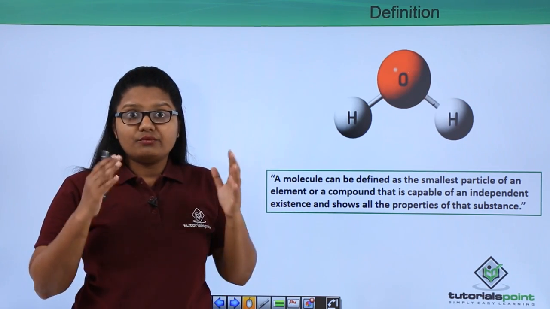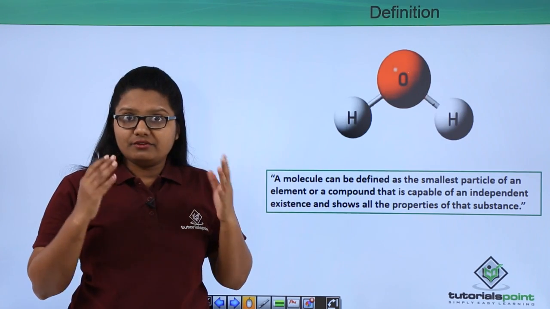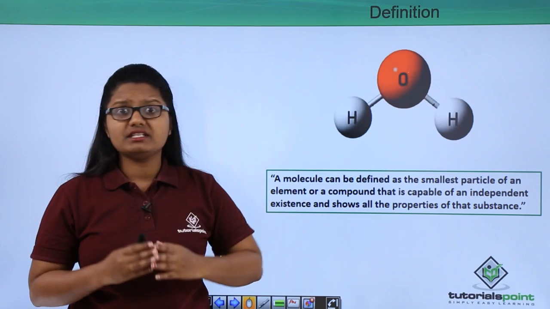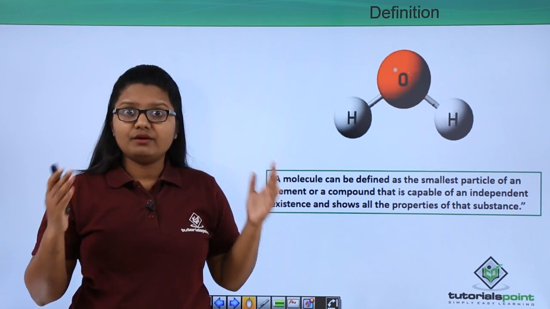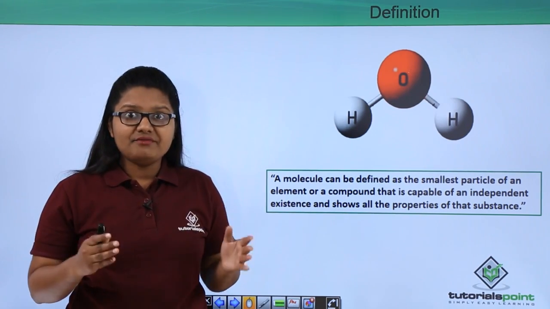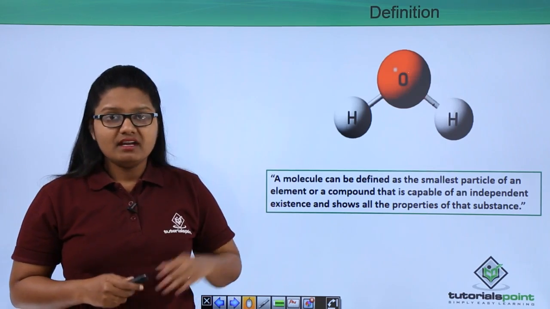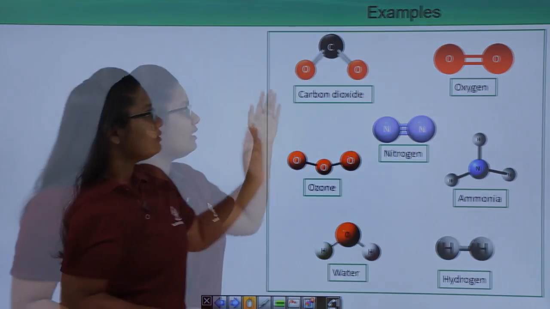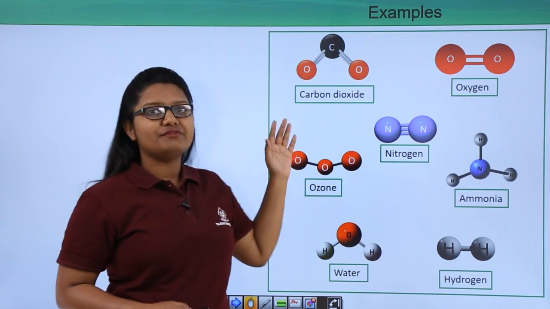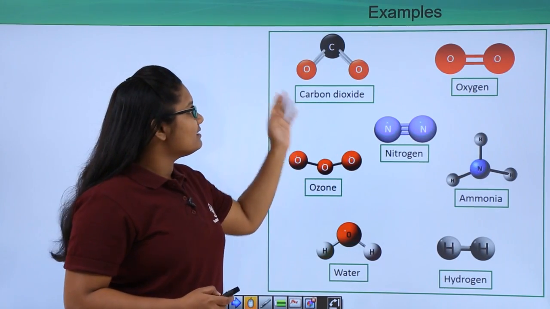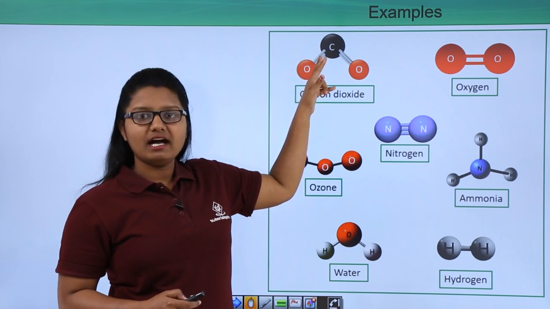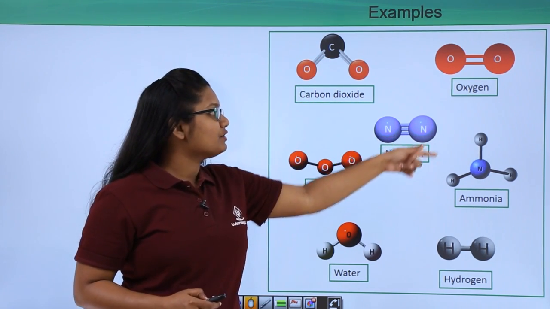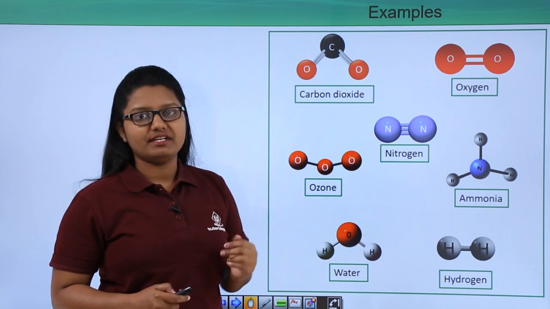For instance, the water drop that we had was composed of millions of water molecules which did not stick to each other but existed on their own, which means they have an independent existence. So now let us look at some such molecules further. Now these are the examples of some molecules. Now this is a carbon dioxide molecule which has one carbon atom and two oxygen atoms, and this is a nitrogen molecule which has two nitrogen atoms.